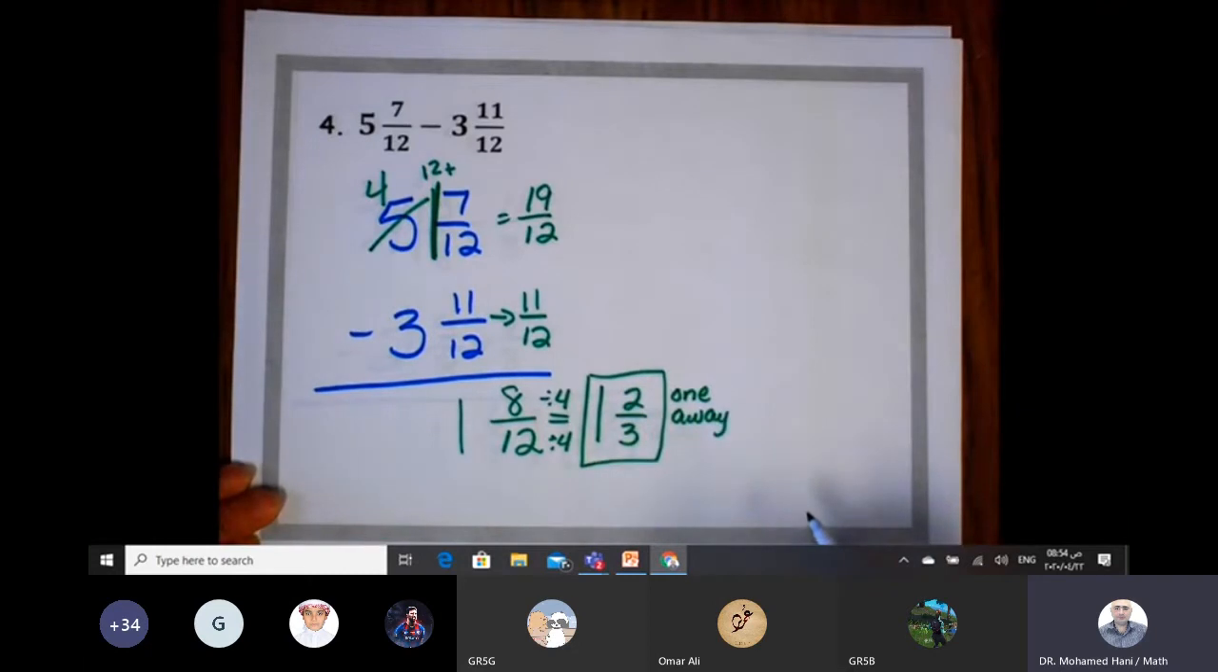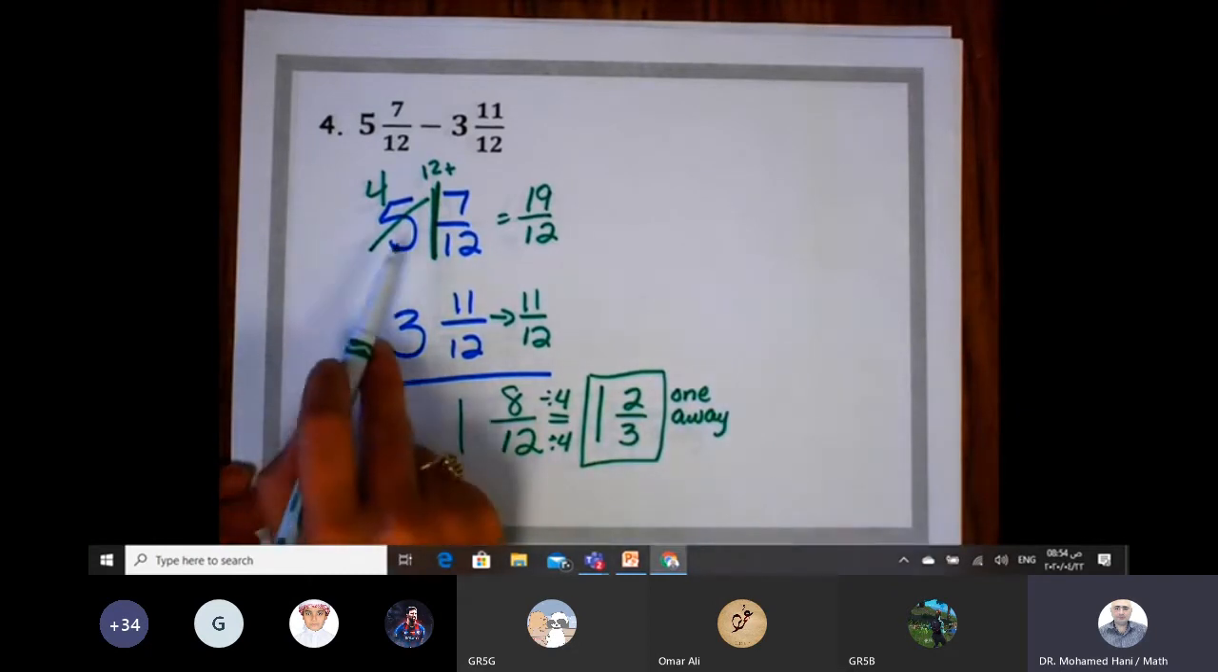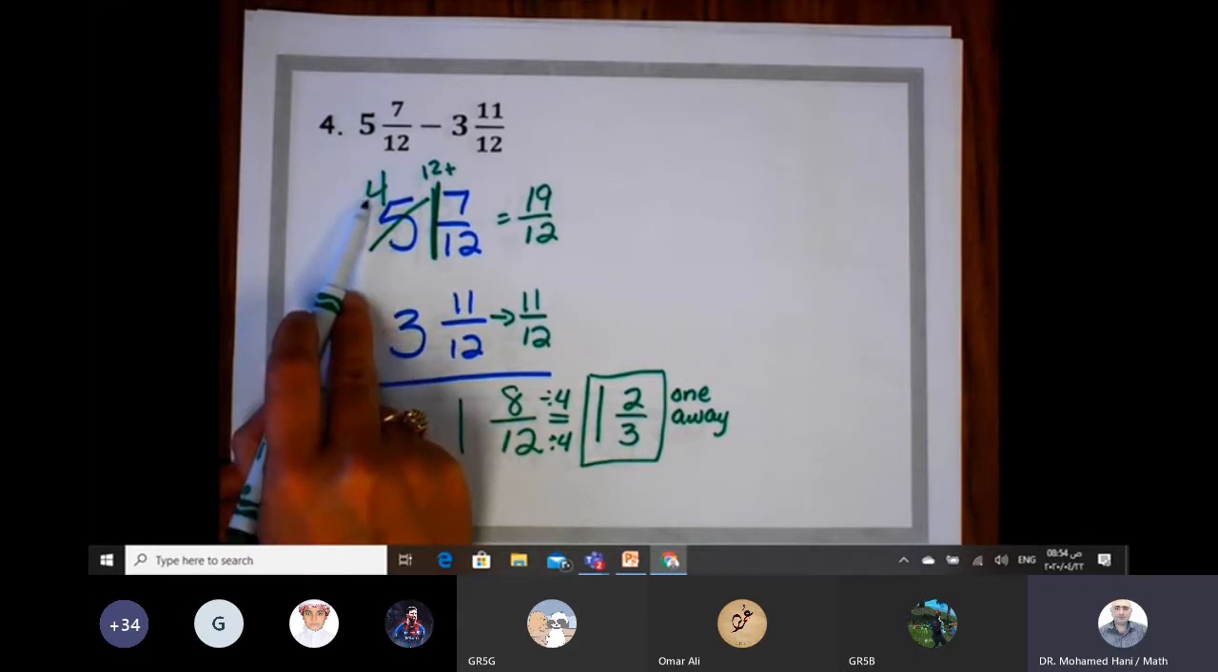Let me caution you quickly. Whenever you borrow, don't forget to mark out the whole number and write your new whole number. Please don't forget that step.